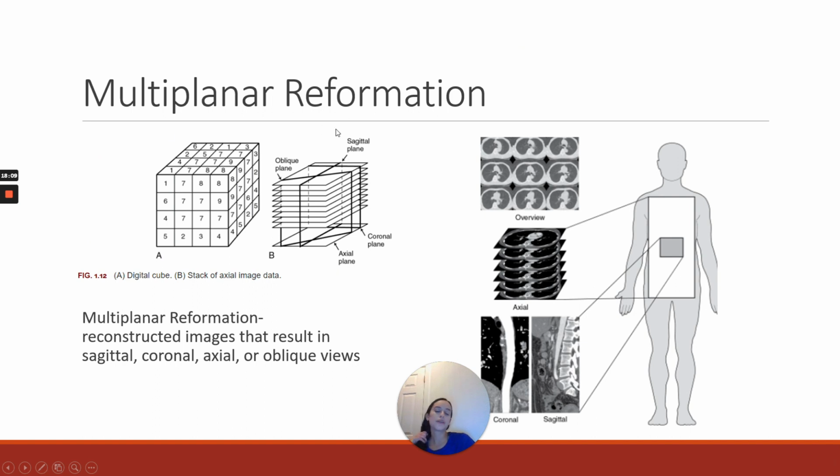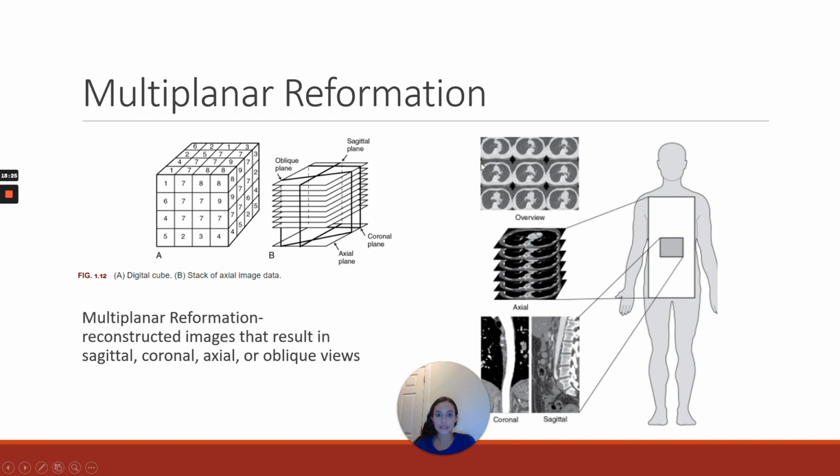All right, and multiplanar reformation. So here we're talking about the reconstruction of images. Reconstructed images that result in sagittal, coronal, axial, and oblique views. What does this mean? When you acquire a CT, the CT is actually taking a bunch of axial slices.